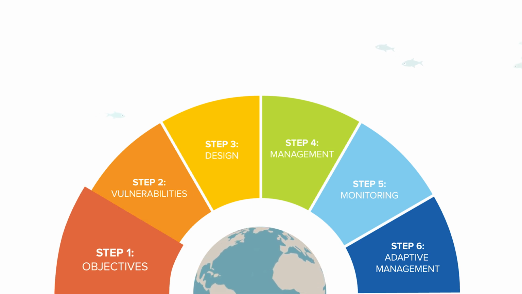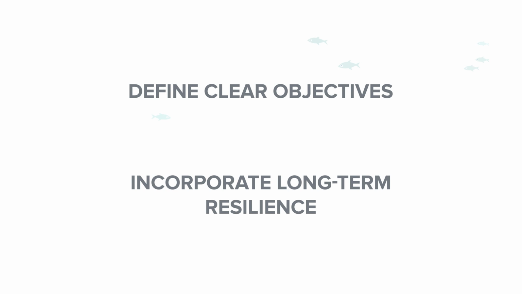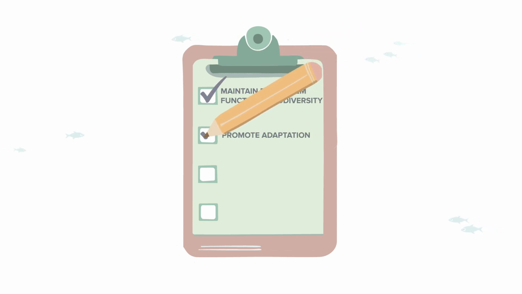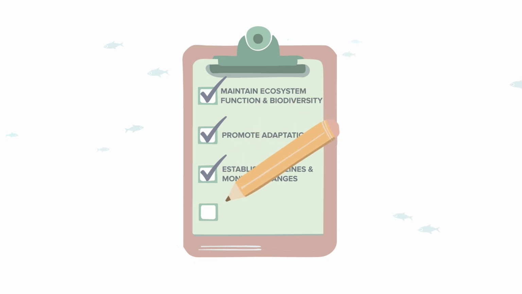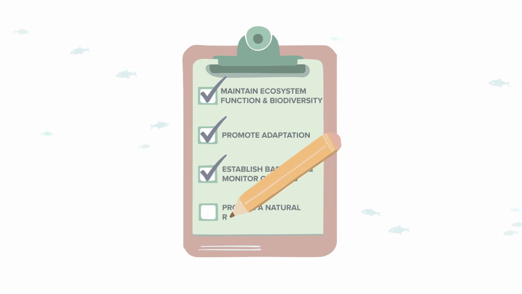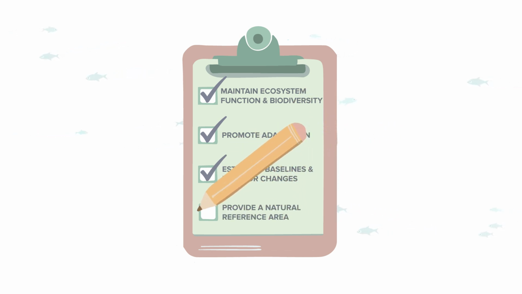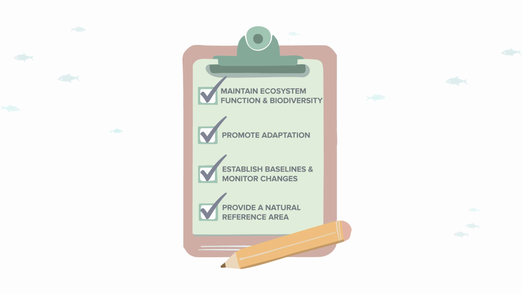Step 1. Objectives. Define clear objectives that incorporate climate change or long-term resilience by including objectives that maintain ecosystem function and biodiversity, promote adaptation, establish baselines and monitoring changes through time, and provide a natural reference area for distinguishing climate-related change from impacts of other threats.